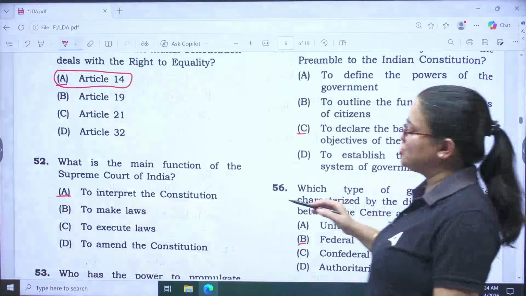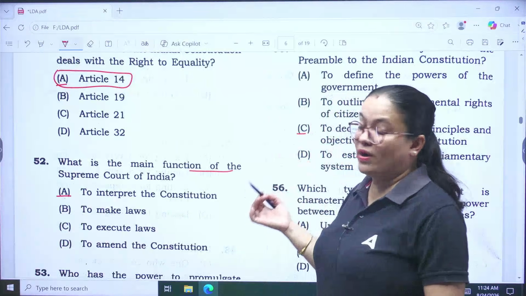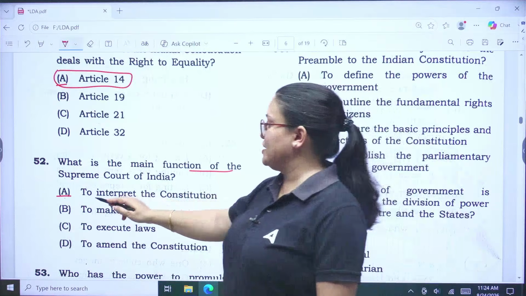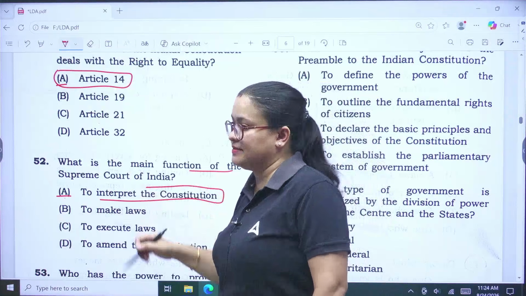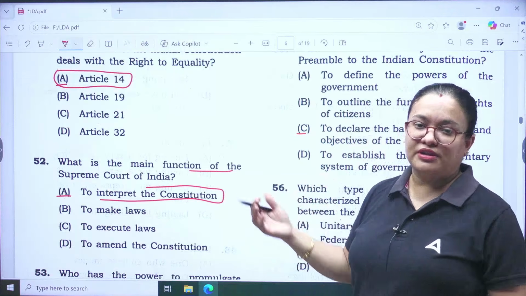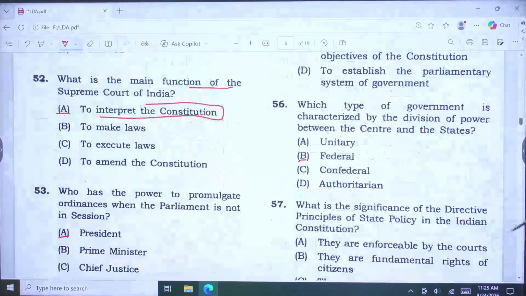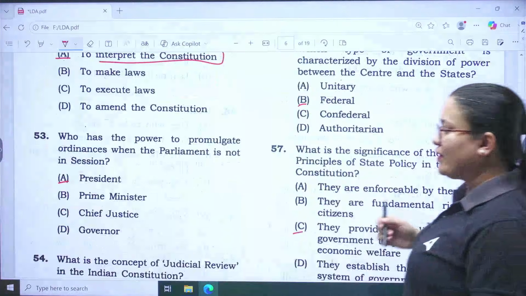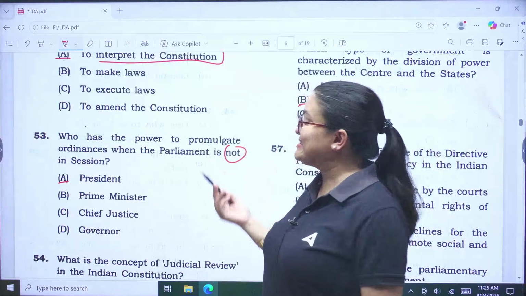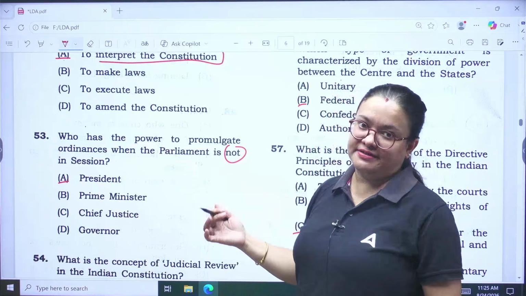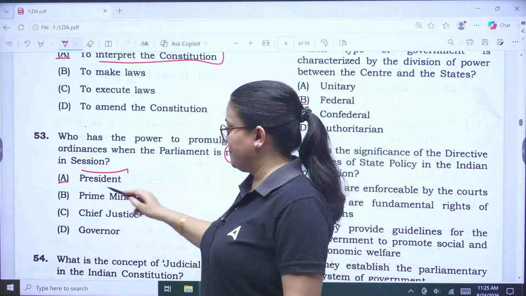What is the main function of the Supreme Court of India? To interpret the Constitution. Whenever there is any problem that comes up with the Constitution, the main function is that of the Supreme Court. Next question, who has the power to promulgate ordinance when the parliament is not in session? When parliament is not in session, it goes to the President.